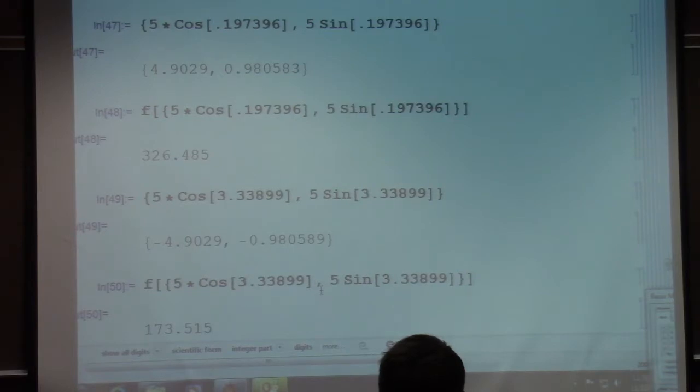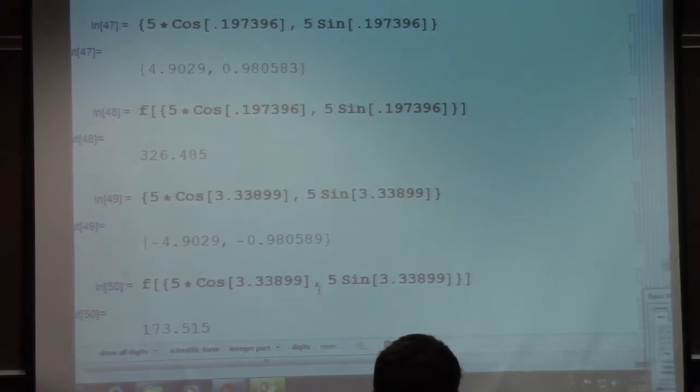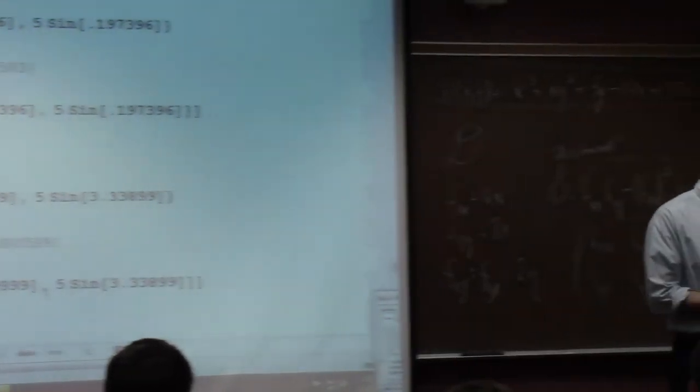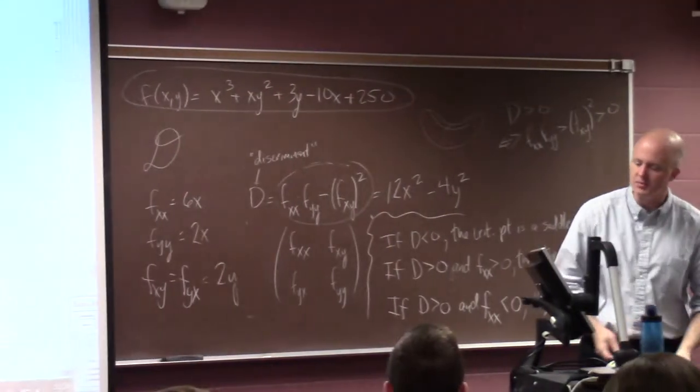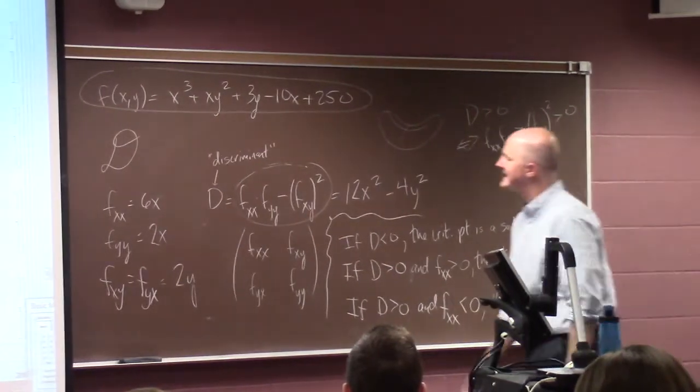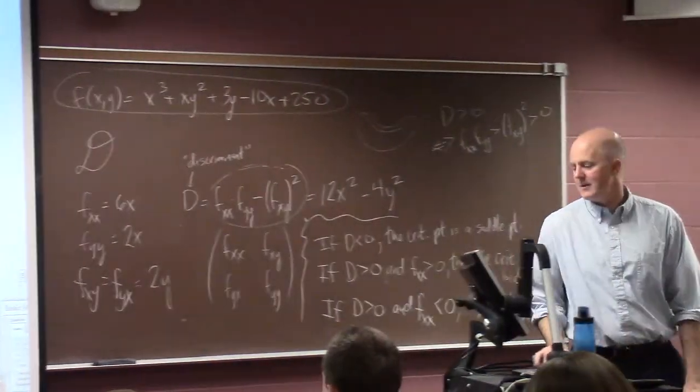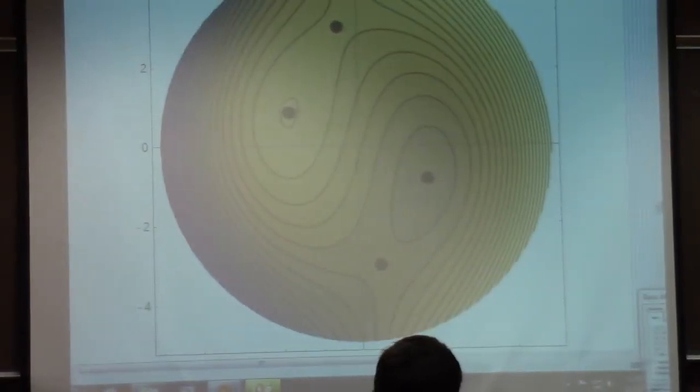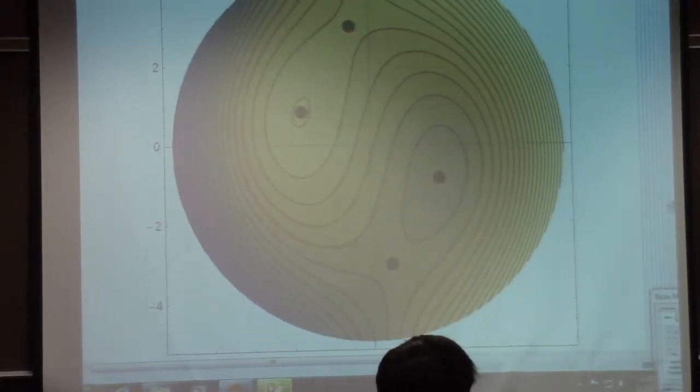There's another way to find these, and I'm almost out of time, so I just have to give you an overview of this. This is what your completion assignment is about, and I know we're doing these completion assignments before we get to them in class. And that's called the method of Lagrange multipliers. And here's the idea of Lagrange multipliers.